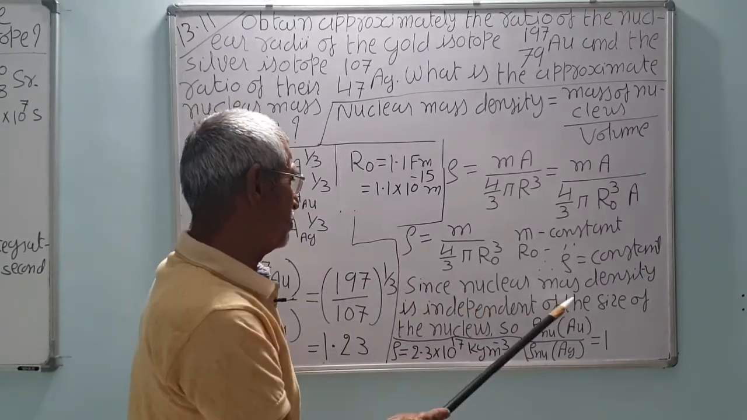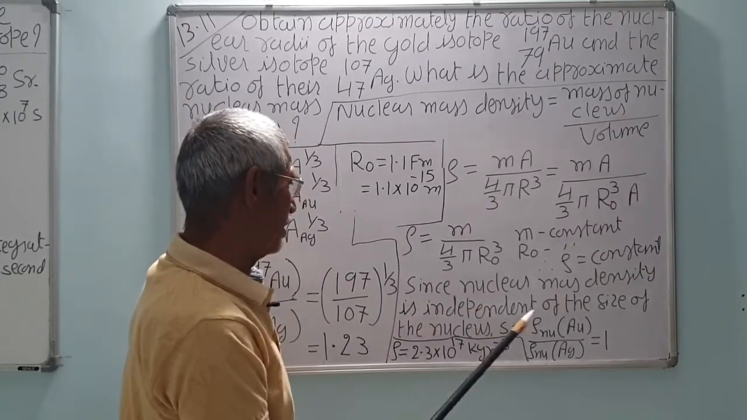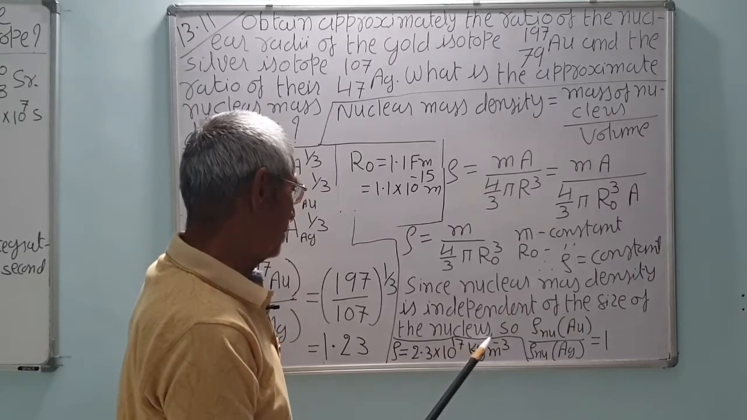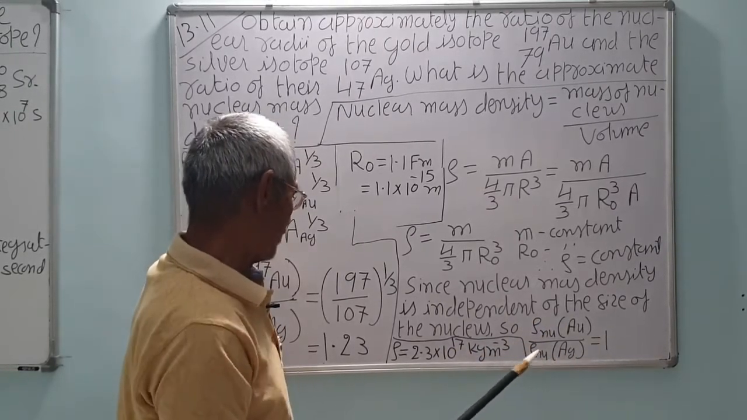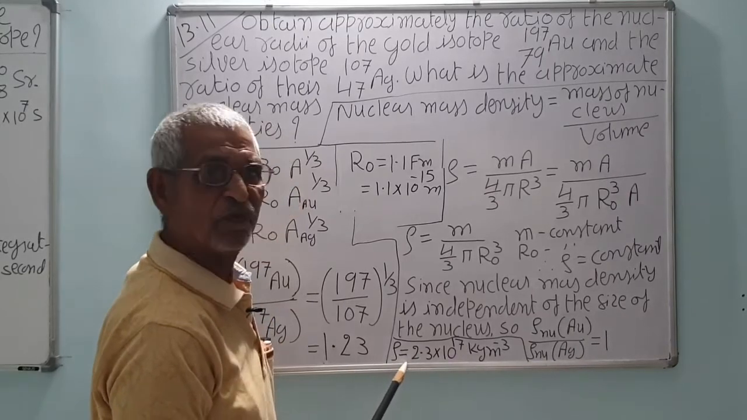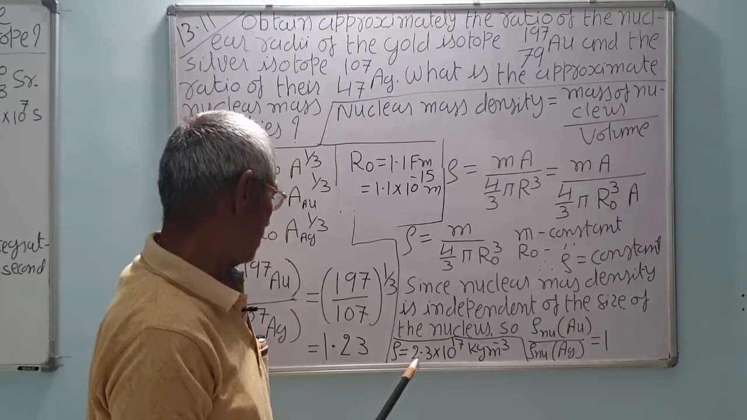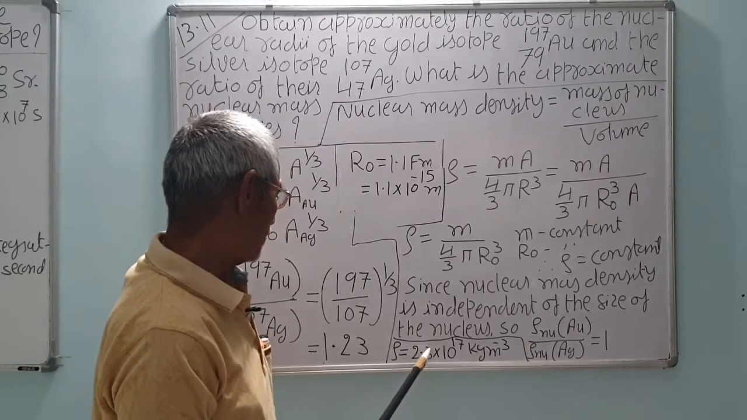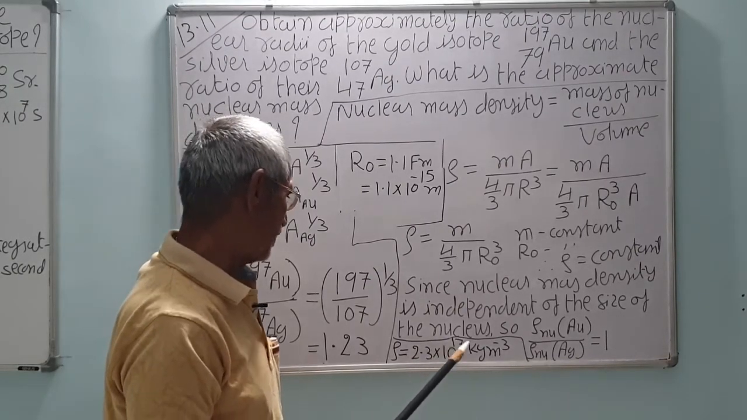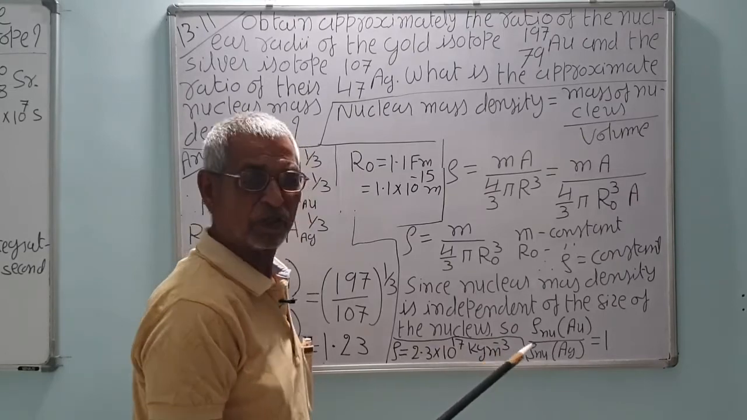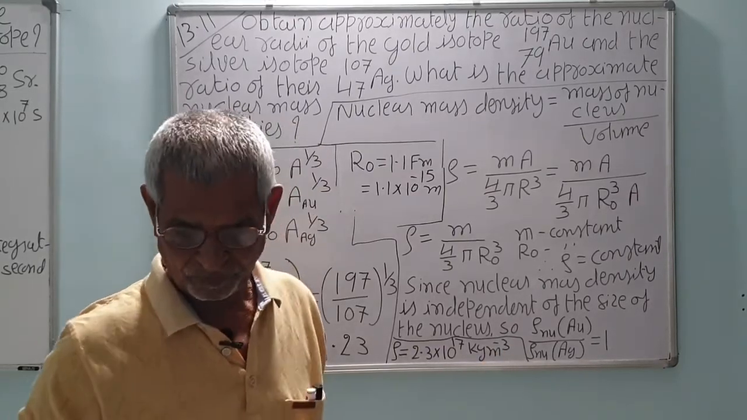So, rho will be constant, that is, it is independent of the size of the nucleus. Since the nuclear mass density is independent of the size of the nucleus, the ratio of the densities will be the same, and we know that the density of all elements is about 2.3 into 10 raised to power 17 kg per meter cube, very high density.